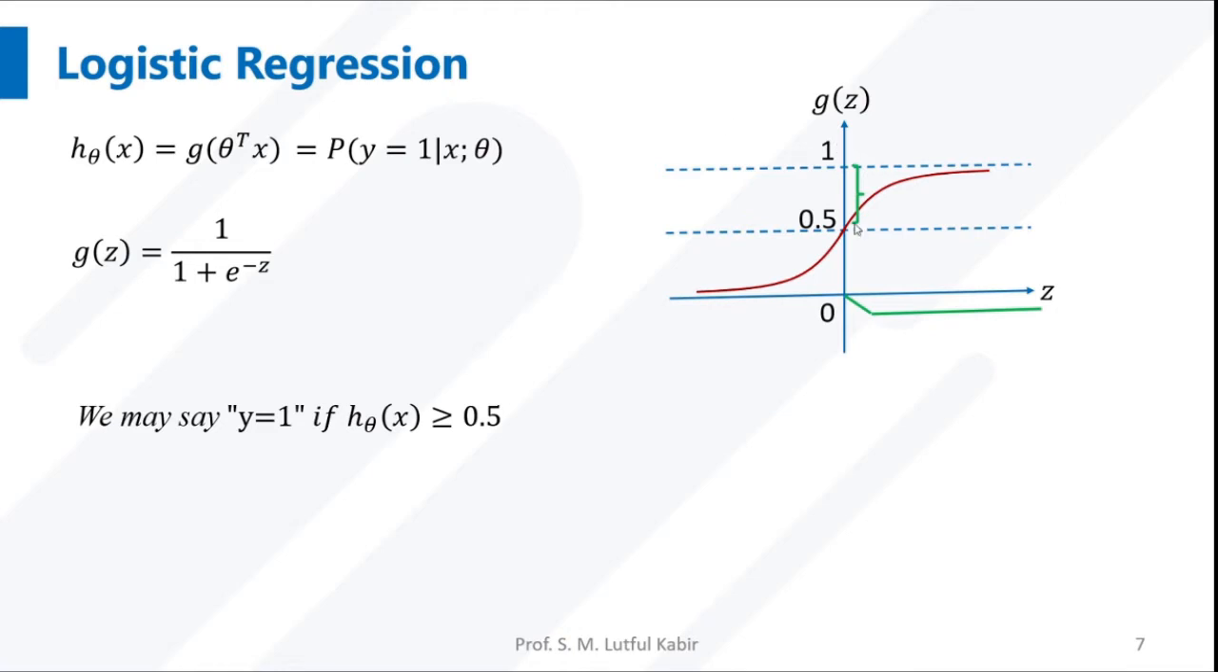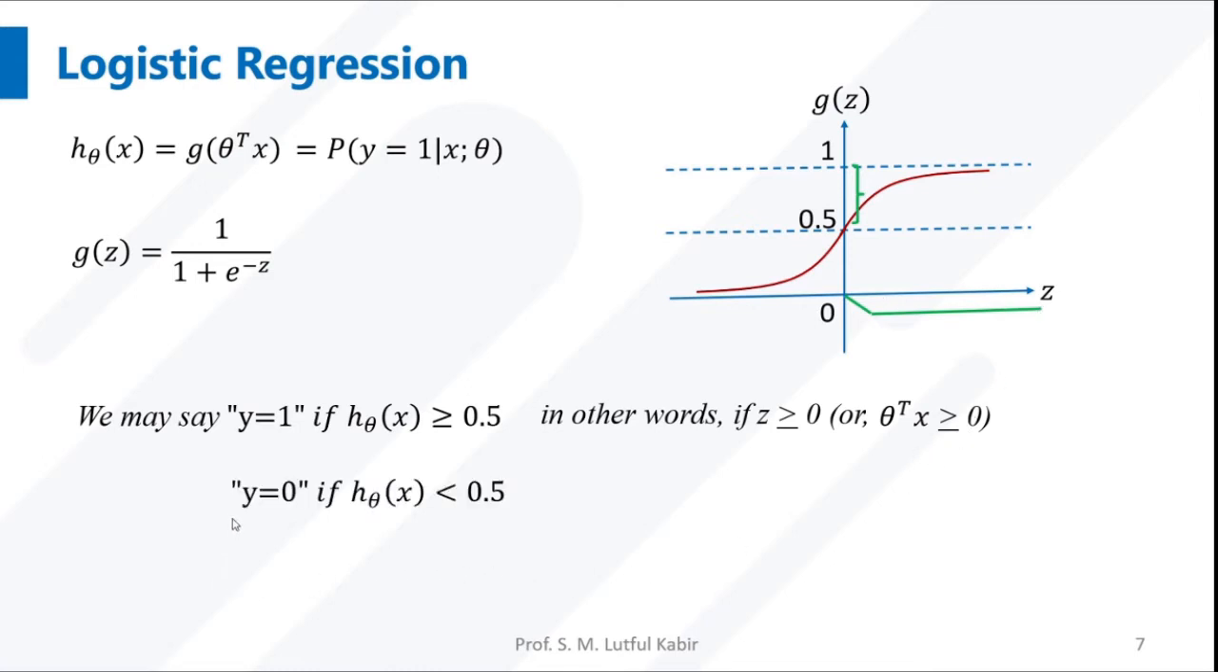That means we call this a positive output. In other words, z greater than or equal to 0, or theta transpose x greater than or equal to 0. Z is nothing but theta transpose x. Similarly, we call it y equal to 0 if h theta x is less than 0.5. So this region, from less than 0.5 down to 0, or we can say if z is less than 0, or theta transpose x is less than 0, is the region of y equal to 0. So this region is y equal to 1 and this region is y equal to 0.